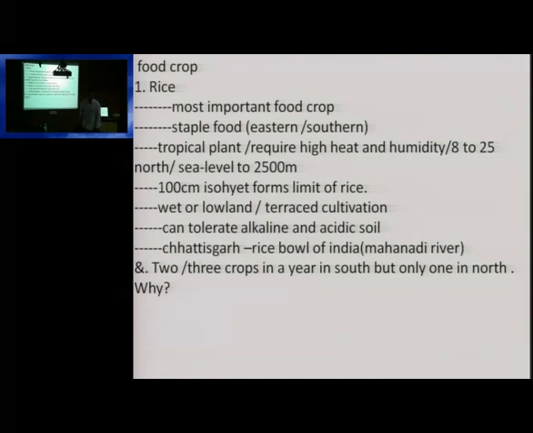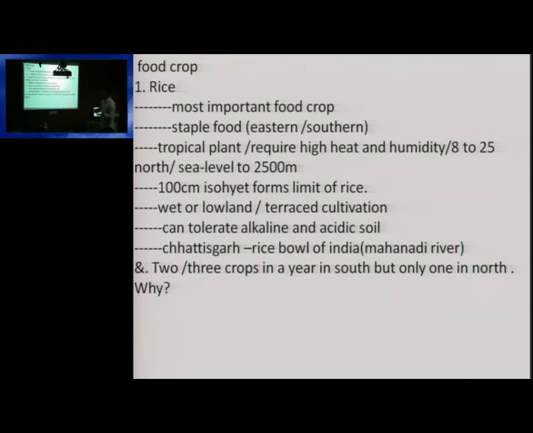Why? What is the reason? Anyone? See, the only thing is the northeast monsoon. There is availability of the northeast monsoon in the southern part of India, but in the northern part of India, we don't have 2 monsoons. We only have 1 monsoon. 1 monsoon, only 1 possibility of cultivation. 2 monsoons, 2 possibilities. Just remember it in that way, okay?